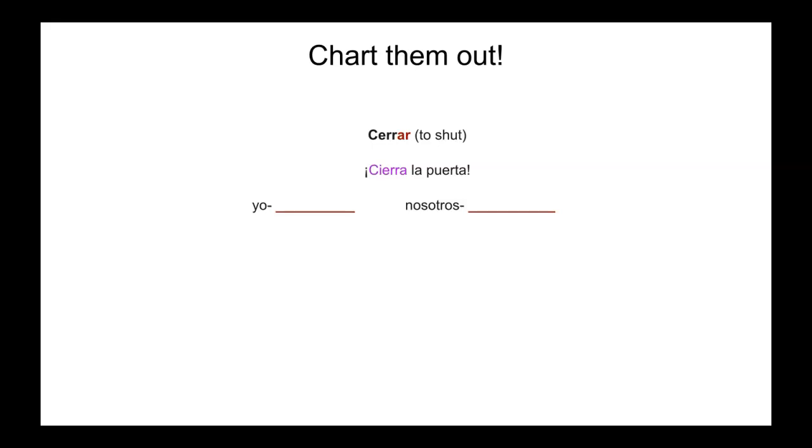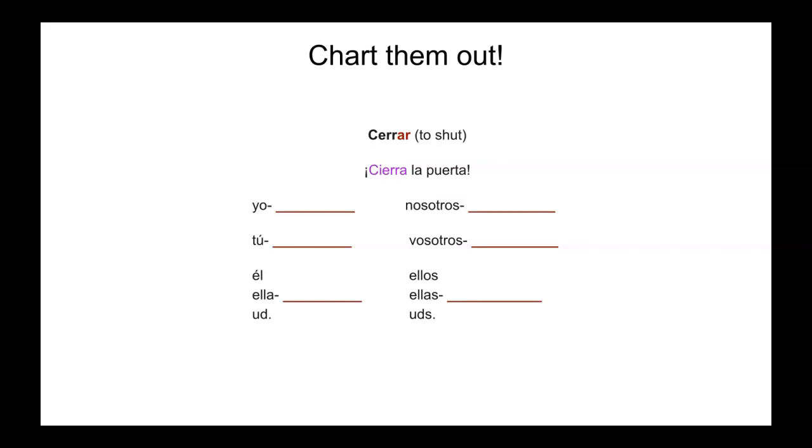But here's what I mean by charted out. So here's the verb cerrar. We just want to put it in the present tense. And so what we do is we put it in the present tense 6 different ways. This should be something that you guys get in the habit of doing.